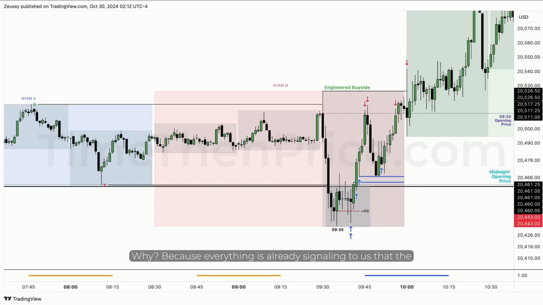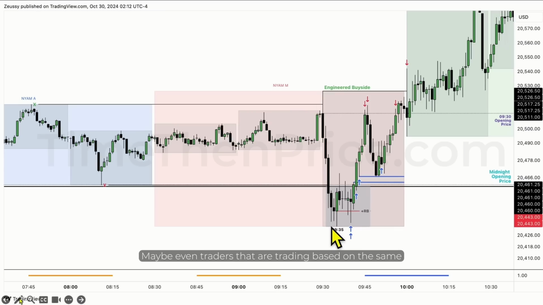Why? Because everything is already signaling to us that the job on the downside has been completed by this explosive move towards the downside. Because let's just think about it for a moment, right? From 9:30 on, every single retail minded trader, they see this drop towards the downside.